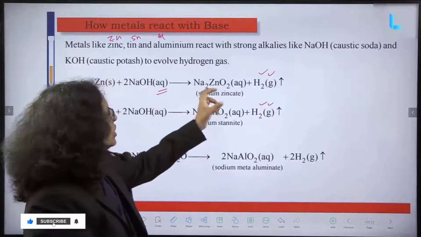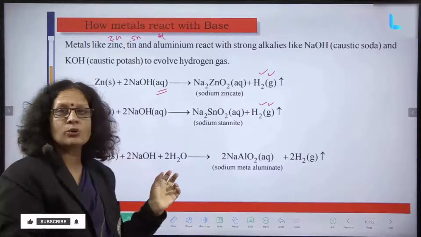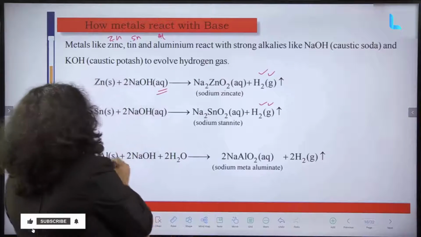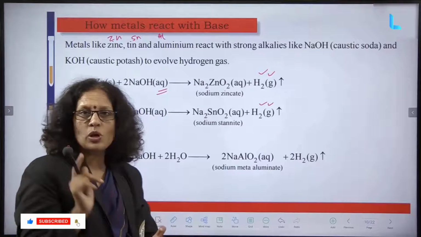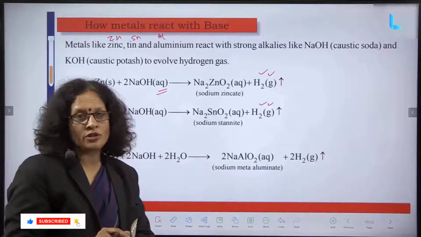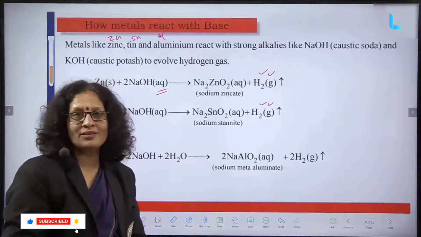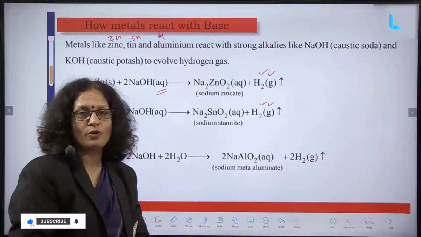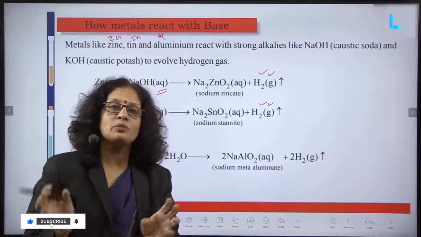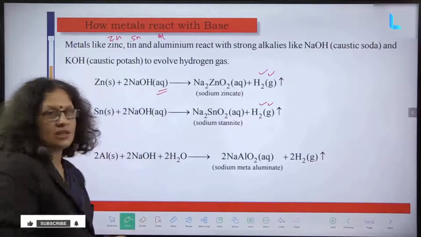So what is our conclusion? Whenever strong alkalis react with an active metal, hydrogen gas is liberated. We can also see the aluminium reaction. A reaction must always be balanced; the number balancing also has to be done. We have studied in previous classes how to balance a reaction. If the reaction is not balanced, you might lose marks in the exam, so balancing a reaction is very, very important. Why? Because according to the law of conservation of mass, the number of moles which react should equal the number of moles which are produced. That is why balancing is a must.